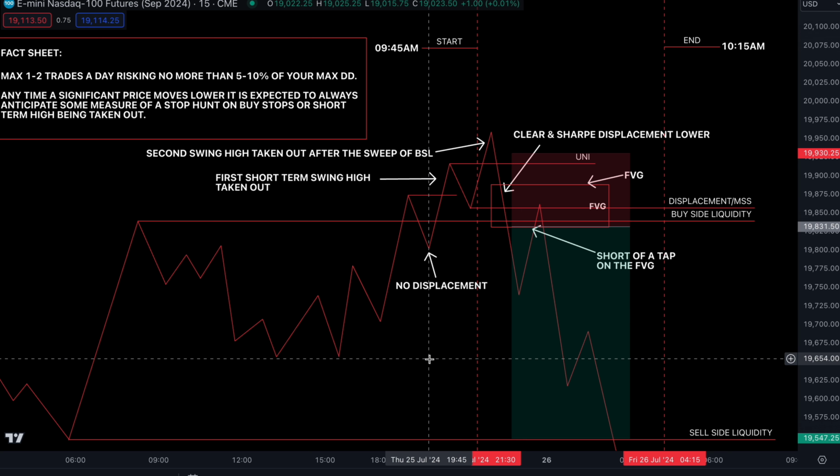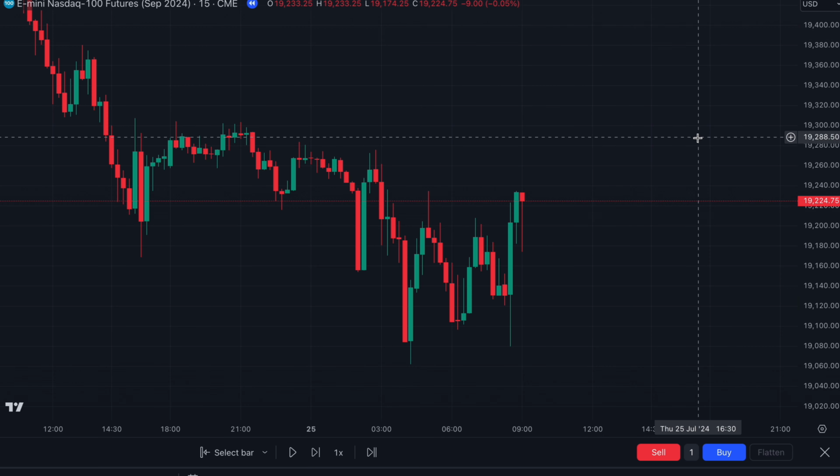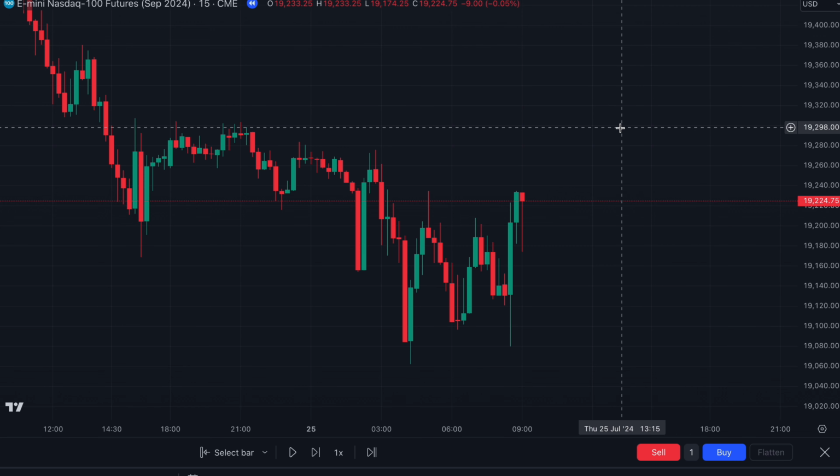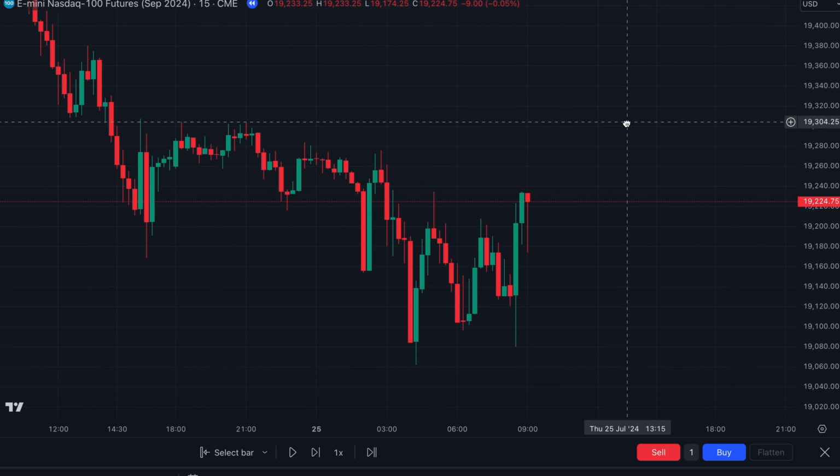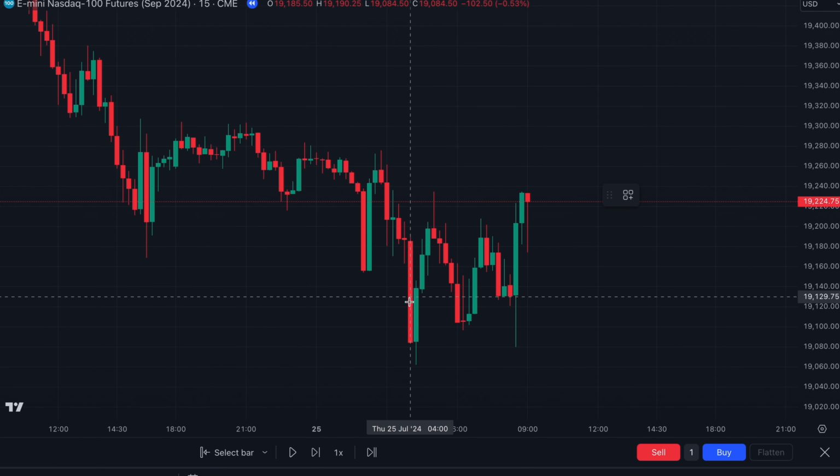Now let's get straight into the full trade breakdown of the trade we took today. Right, getting into the trade breakdown we took today on Thursday. So first of all, starting on the 15-minute time frame, like we always do, we're going to mark out the key buy side and sell side liquidity, the major lows and highs.